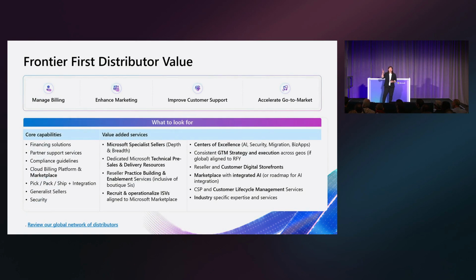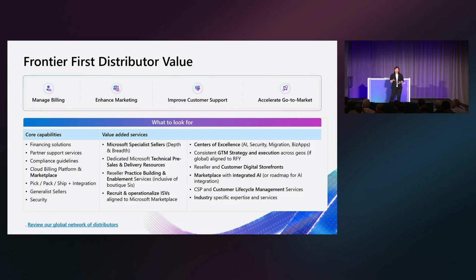So, frontier first distributor value, like I have shared with a lot of you before, these are the things that a distributor can support you with. You no longer have to worry about billing. A lot of them actually can support you with billing, how to manage it. They definitely can enhance your marketing efforts. They can take on improving the customer support, and they can support acceleration going to market.